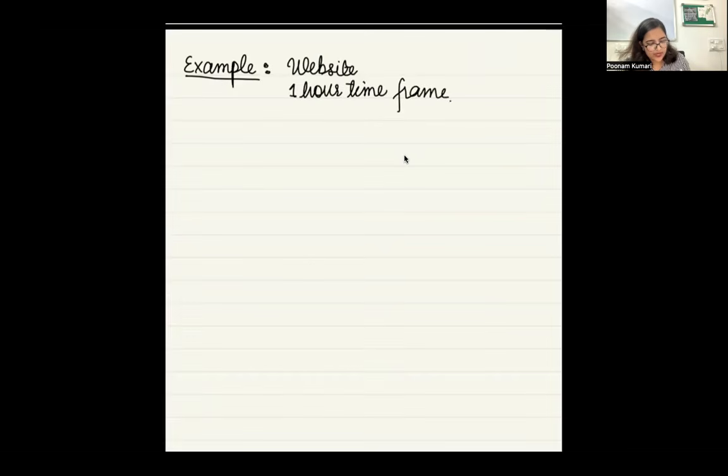So in this 1 hour time frame, how many people can visit this website? If I have to model this behavior, I can use Poisson distribution for that. It can very well happen that nobody visits this website. If this website is not very popular, nobody is going to visit it. So there are 0 people visiting this website. That will also have some probability.